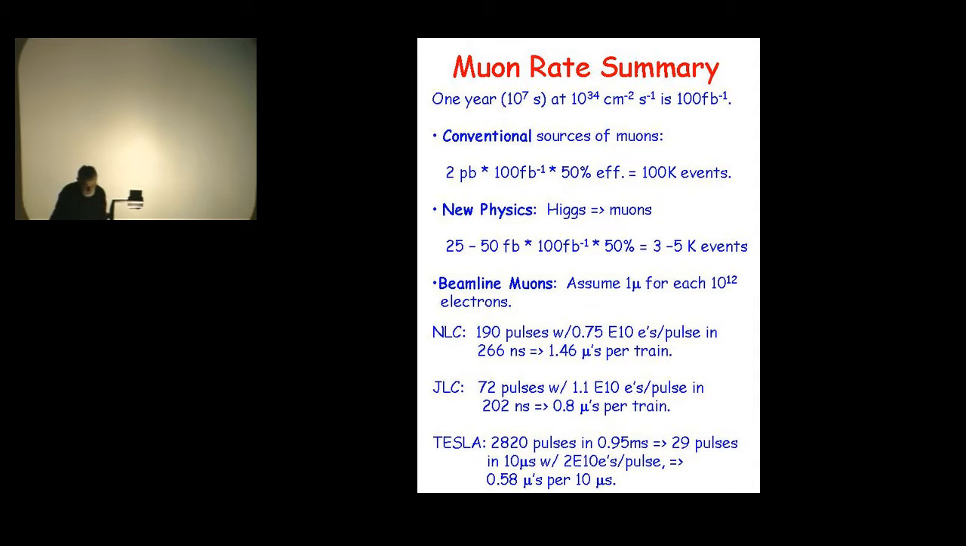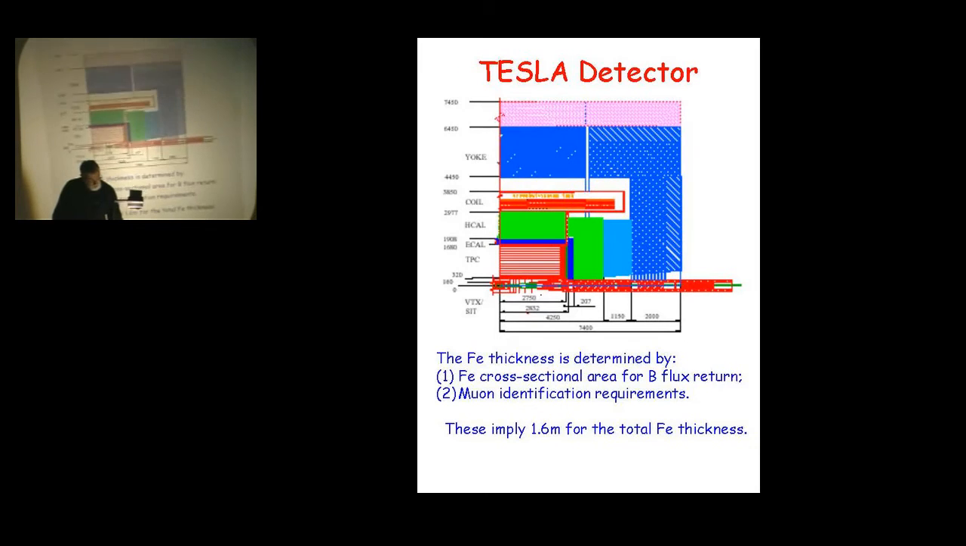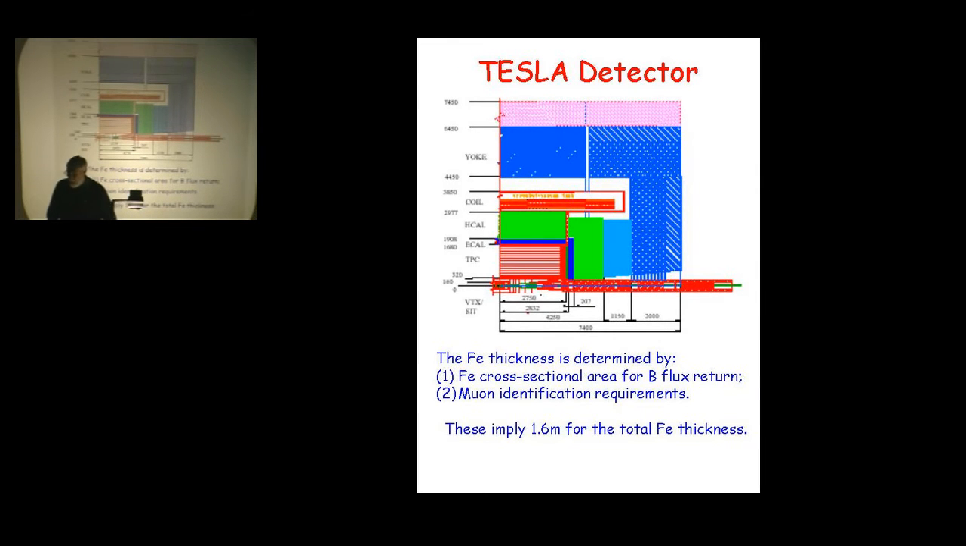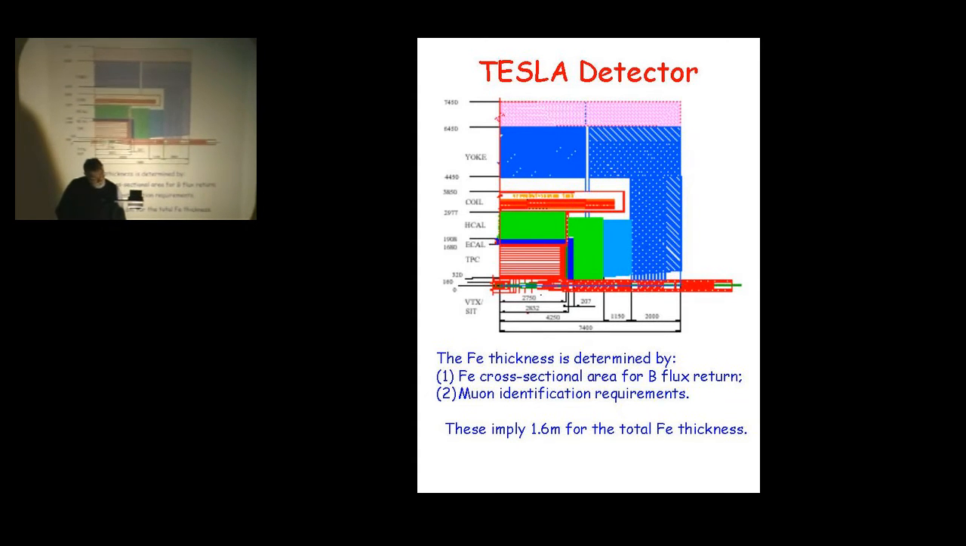In talking with Tom Markevich after his talk today, I think we need to look more carefully at those muons that come directly from the interaction region itself, and we'll try to do that. So now let's talk a bit about the muon system specification. How am I doing for time here? 15 minutes left. Okay. This is a picture of the Tesla detector.